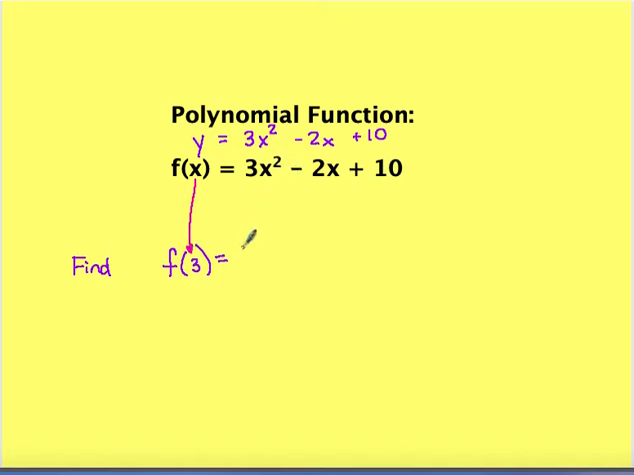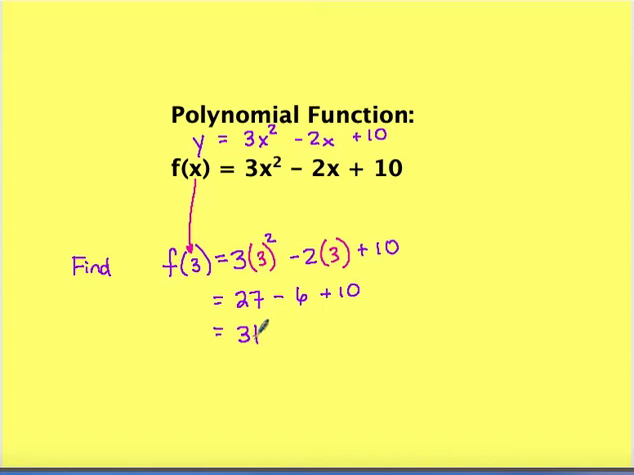I'm going to do that in this polynomial as well. So what I'll have here is 3, and every time I see an x, I'm going to replace it with that 3 that I'm looking for. Minus 2 times 3, and then I'll have plus 10. So now I'll do my order of operations. 3 squared is 9 times 3 is 27. Minus 6 plus 10. So I'll have 27 minus 6 is 21 plus 10 would give me 31.